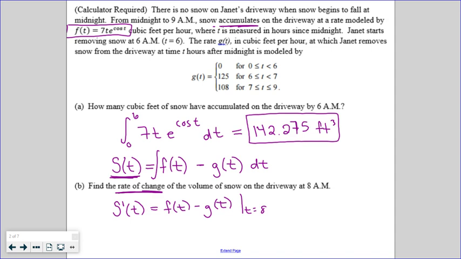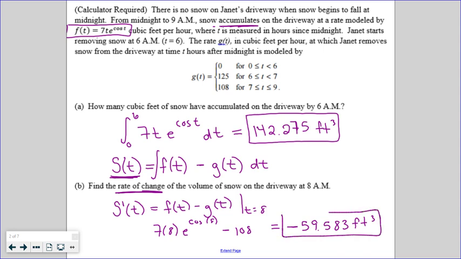And we are supposed to be doing this at 8 a.m. So going up to our function here, I plugged 8 into each of those functions: f of 8 is 7 times 8 times e to the cosine of 8, minus g of 8, which would be 108. And we find that we have a rate of negative 59.583 cubic feet per hour, I should say, rate of change.